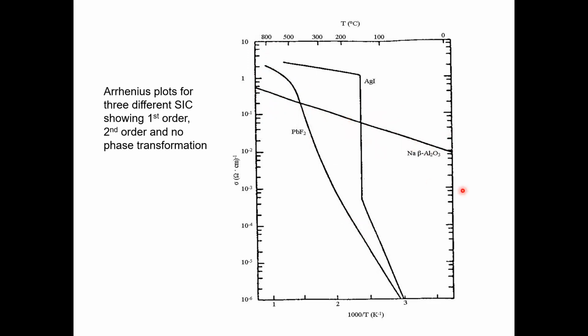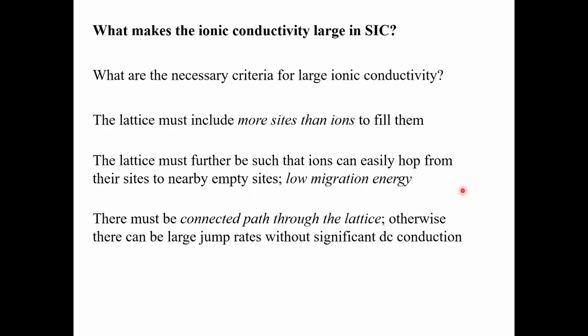So then the question is, what is the criteria that makes a material a superionic conductor? So I'm going to specify some conditions, and hopefully it will make sense to you. First of all, the lattice must include more sites than ions to fill them. So there are some empty sites for ions to fill. That's criterion number one. If all the sites are filled, then no diffusion can happen.